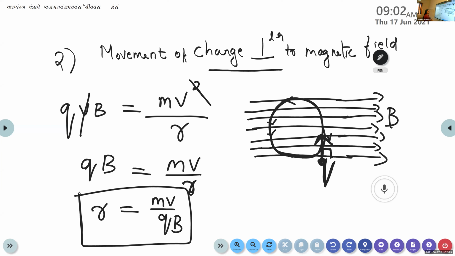So here QVB is equal to mv square by r. From this we get QB equal to mv by r. And from that we calculate the radius of the circular path through which the charged particle is moving. It is given by r is equal to mv by QB. Is it clear?